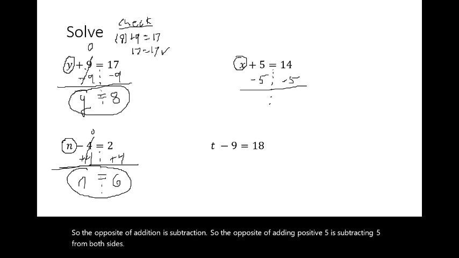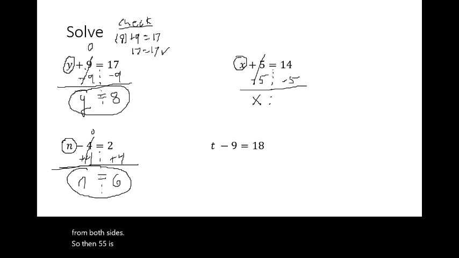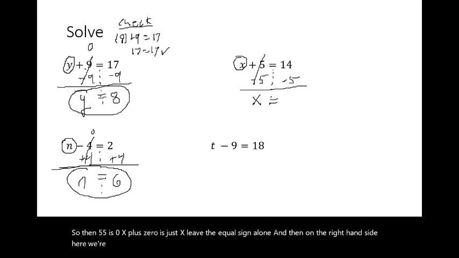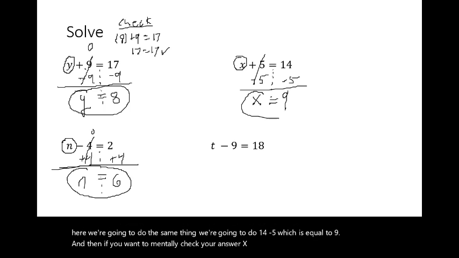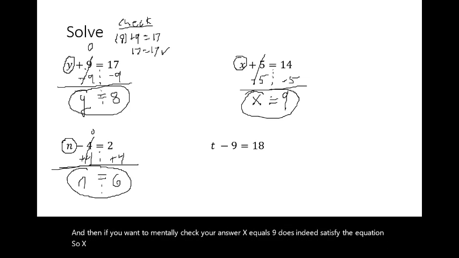So then 5 minus 5 is 0. x plus 0 is just x. Leave the equal sign alone. And then on the right-hand side here, we're going to do the same thing. We're going to do 14 minus 5, which is equal to 9. And then if you want to mentally check your answer, x equals 9 does indeed satisfy the equation, so x equals 9 is your final answer.